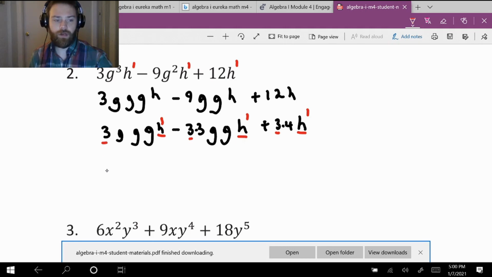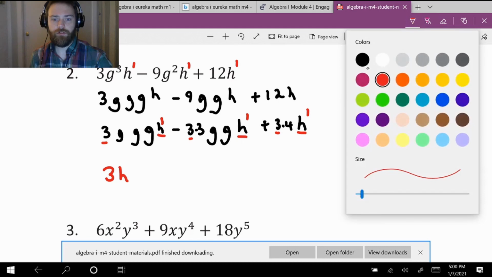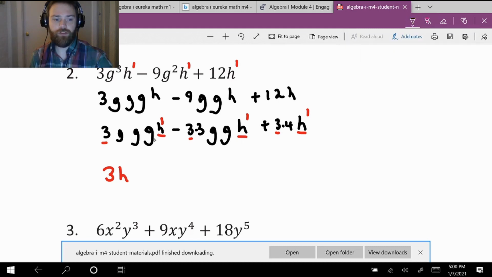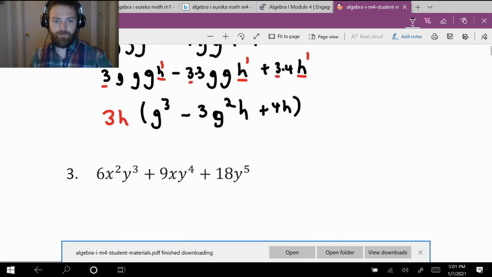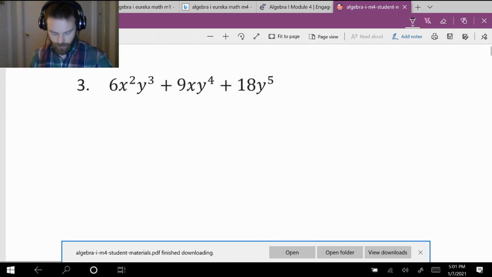So what I do is I write that 3 at the front as well as h. And I'm left with g cubed. So g cubed is still there. Minus, and I only took 1 3 out of this term, so I'm left with 3g squared h. And then over here, I factored out a 3, so I'm left with plus 4h. And that's it. So let's do another one here.